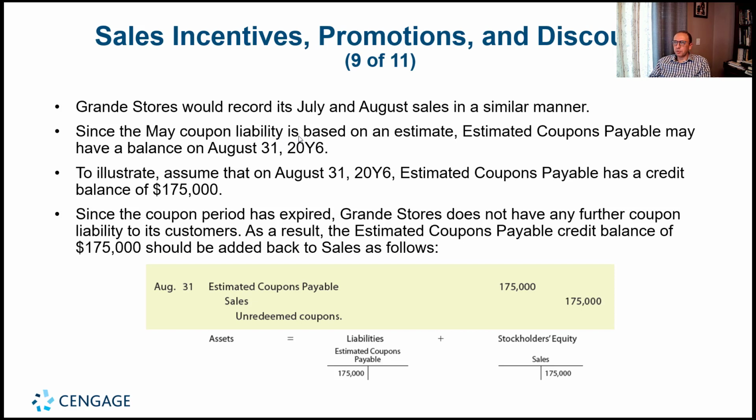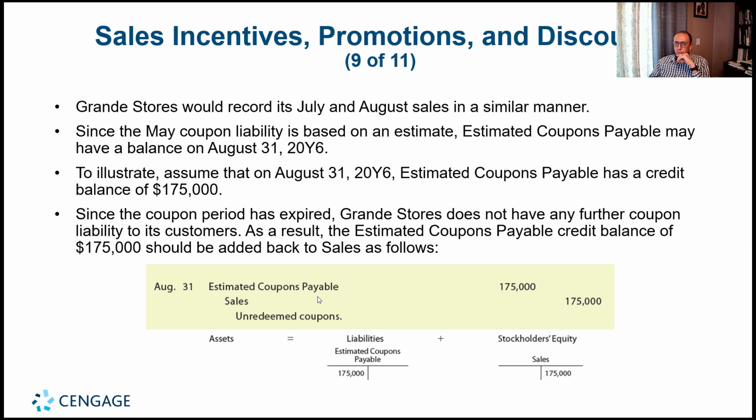Since the May coupon liability is based on an estimate, estimated coupons payable may have a balance on August 31st of year 6. To illustrate, let's assume that on August 31st, year 6, estimated coupons payable has a credit balance of 175,000. Since the coupon period has expired, Grande Stores does not have any further coupon liability, so they need to get rid of this liability. The estimated coupon payable credit balance of 175,000 should be added back to sales as follows. We get rid of the liability, and remember, when we get rid of a liability, we put it on the debit side instead of the credit side.